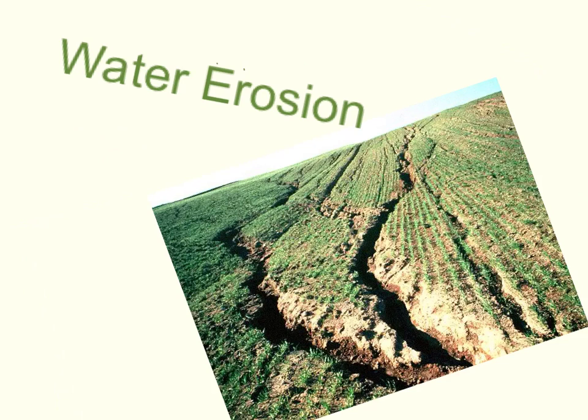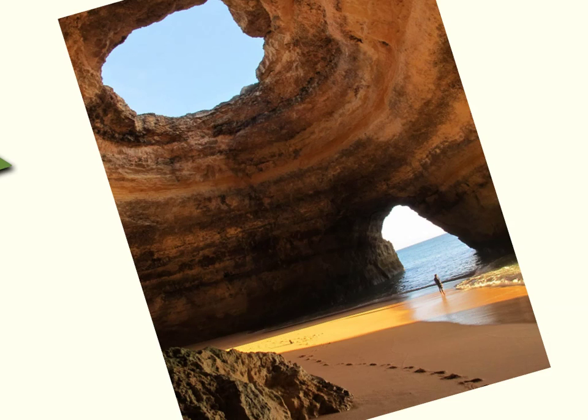Water erosion. In this picture, water erosion happens when water travels down from a high spot and carries materials, creating these paths. In this picture, the waves had been hitting on the softer part of the rocks. That caused the rocks to eventually fall down and create a hole in the center of the rocks.